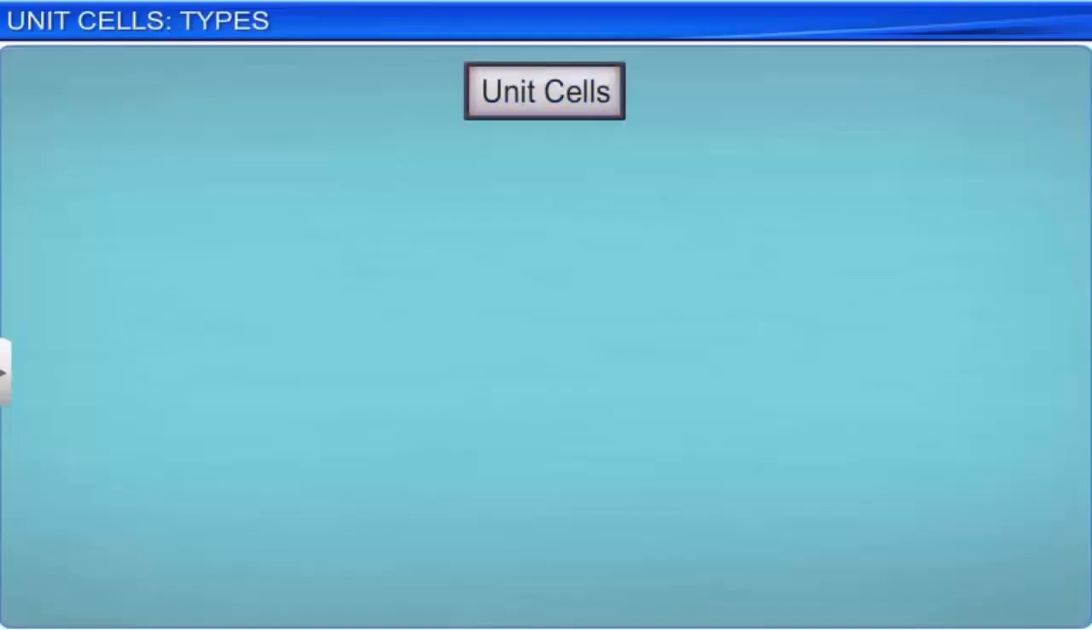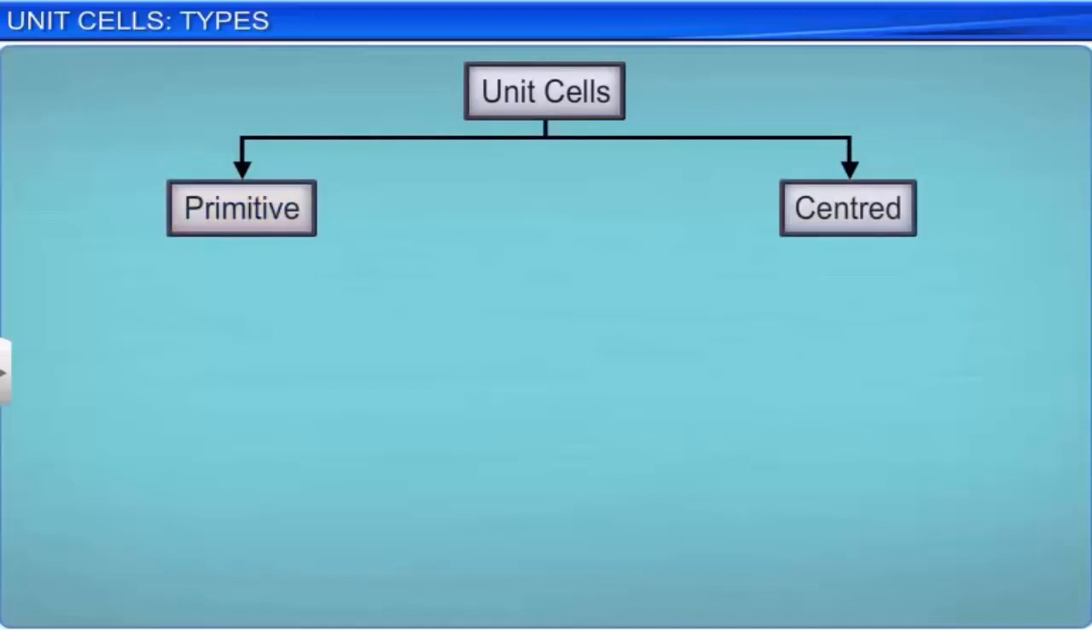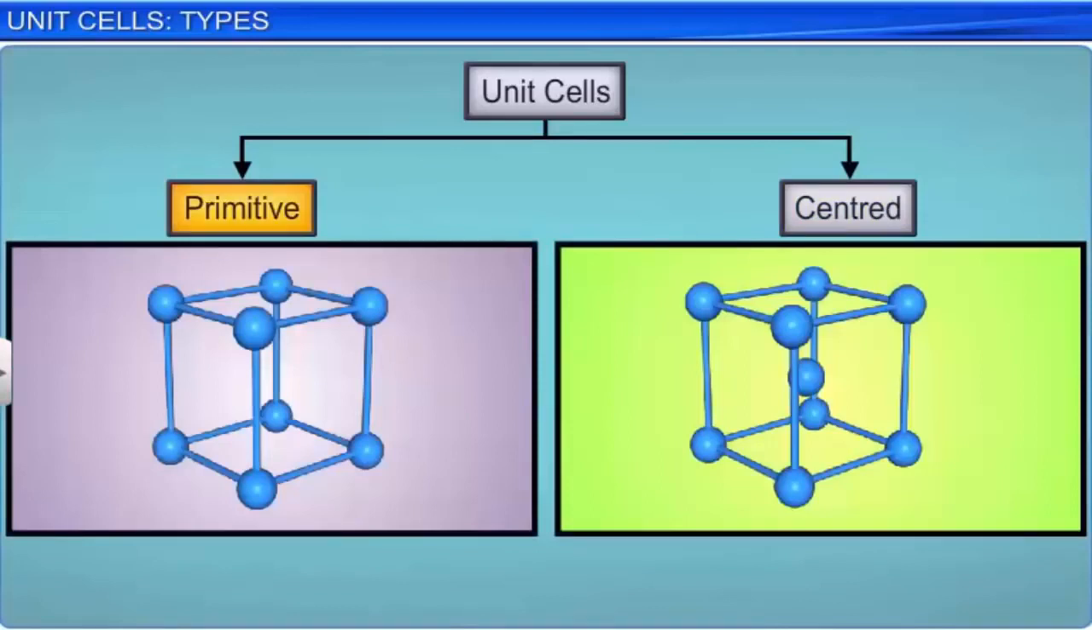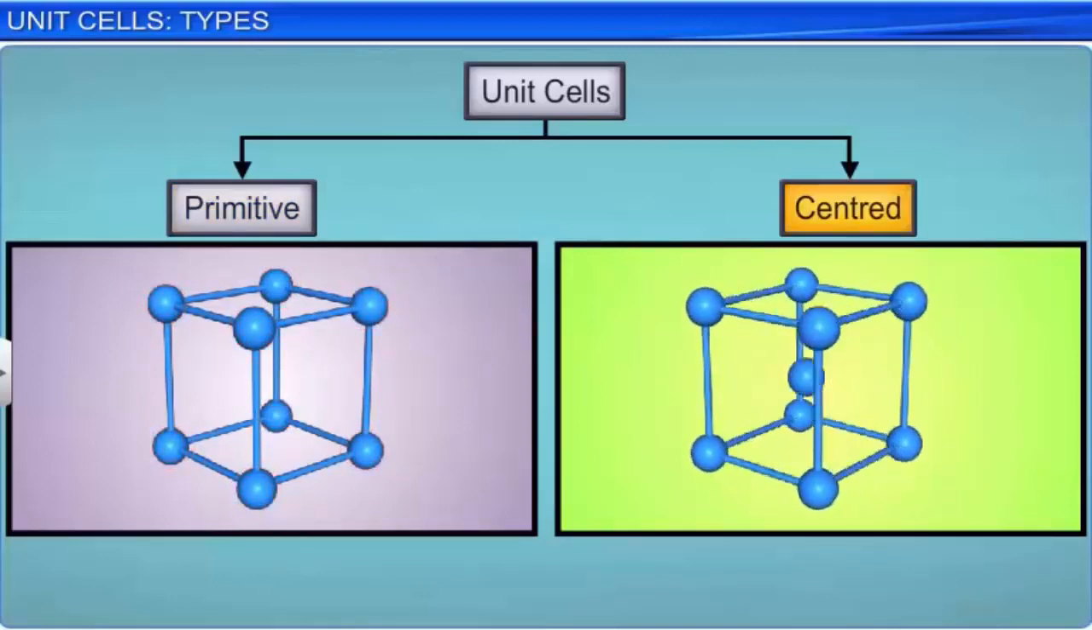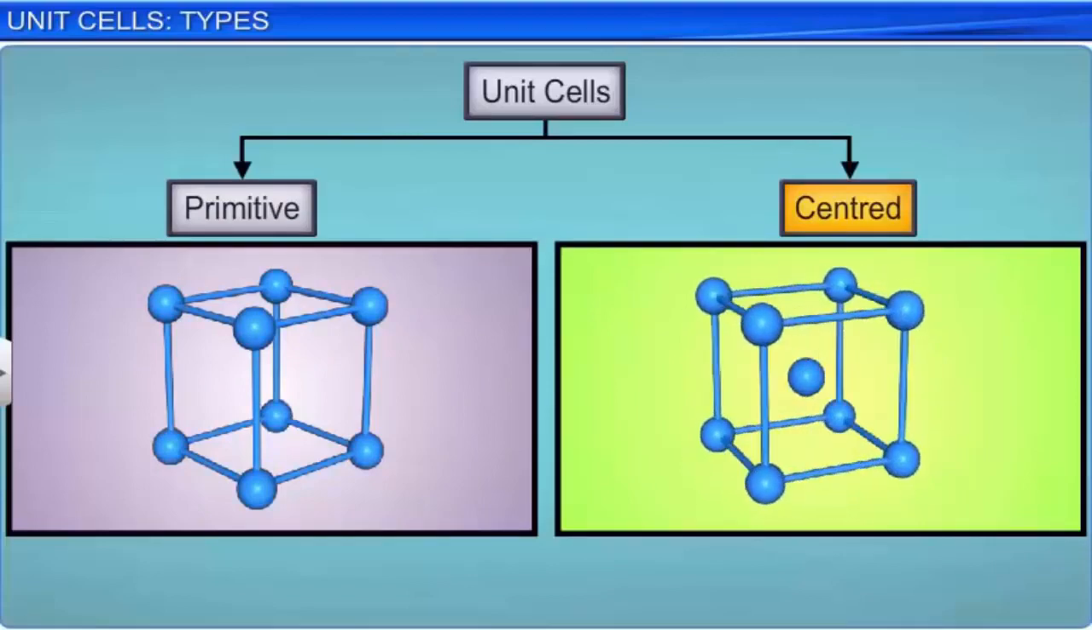Unit cells can be broadly classified into two categories: primitive unit cells and centered unit cells. Unit cells in which all the constituent particles, such as atoms, ions, or molecules, are present only at the corners are called primitive unit cells. Unit cells in which one or more constituent particles are present at positions other than its corners, in addition to those at the corners, are called centered unit cells.